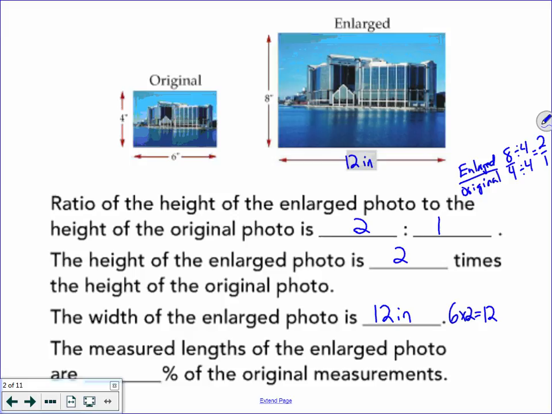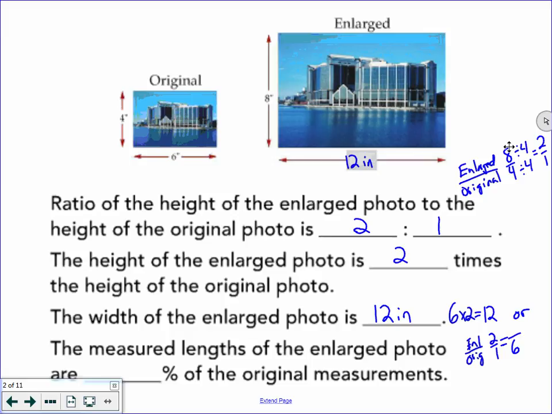Now, if you get stuck with that, you can always go back to a proportion. We know that the enlarged over the original is 2 to 1, and we know that the original is 6. So you can always go ahead and solve that proportion too. 6 times 2 divided by 1 would also give you the 12. So keep that in mind as you go through. You can always fall back on that. So either one of these works. Okay, you can do the 6 times 2 to get 12 or set up the proportion.